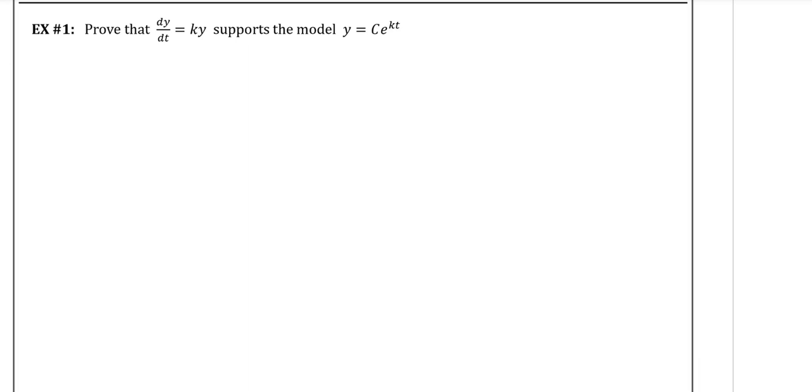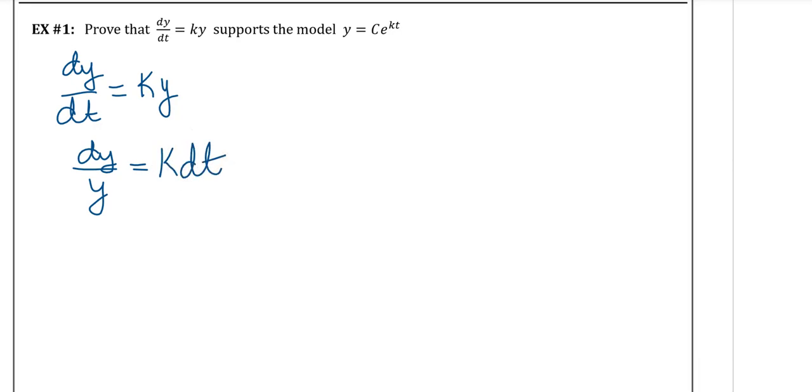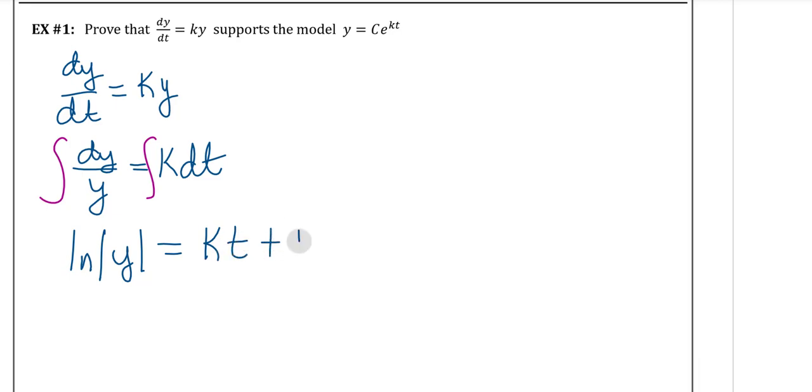But I didn't do it with you, so let's go through and do it now. So we're going to start out with dy/dt equals kt. And then we're going to solve this differential equation. So we're going to have dy over y equals k dt. And again, we're going to integrate both sides, on the left with respect to y and on the right with respect to t. So when we find the antiderivative of 1 over y, we end up with the natural log of the absolute value of y, and that's going to equal kt plus some constant.